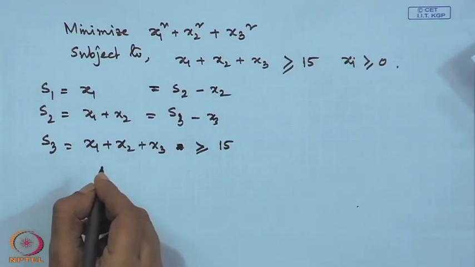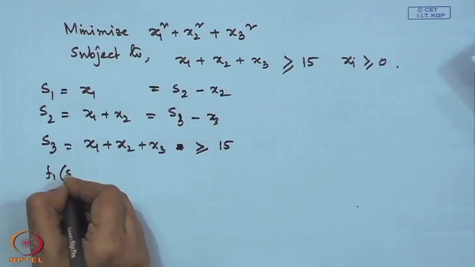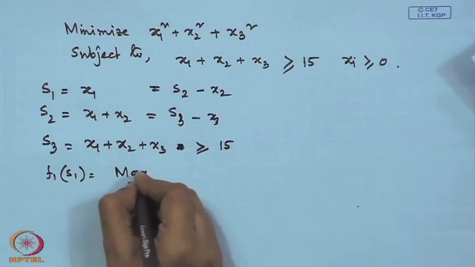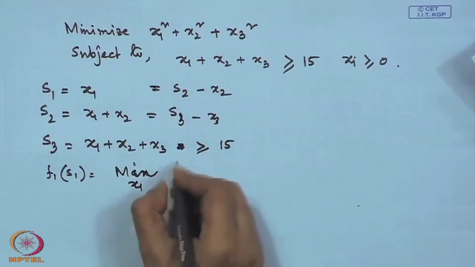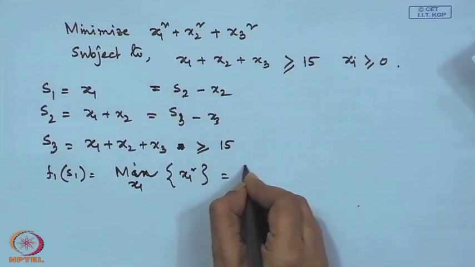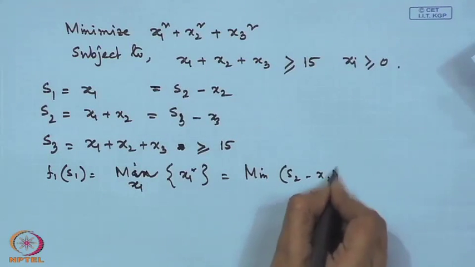Let us solve an individual optimization problem in each stage. The first problem is F1(S1), a minimization problem, sorry, not maximization, minimization of x1 square, alright. In another way we can write it as minimization of (S2 minus x2) whole square.